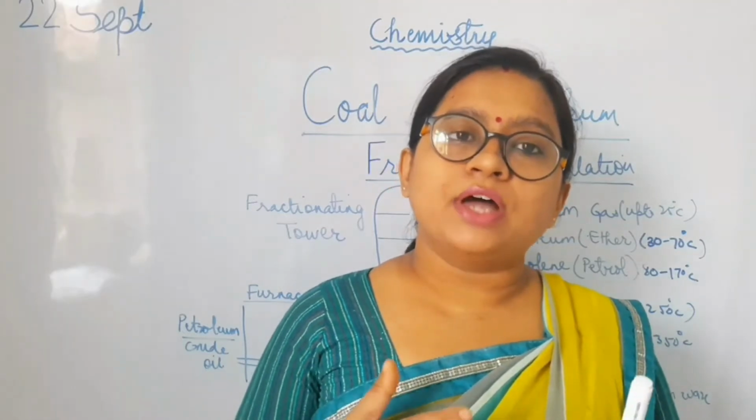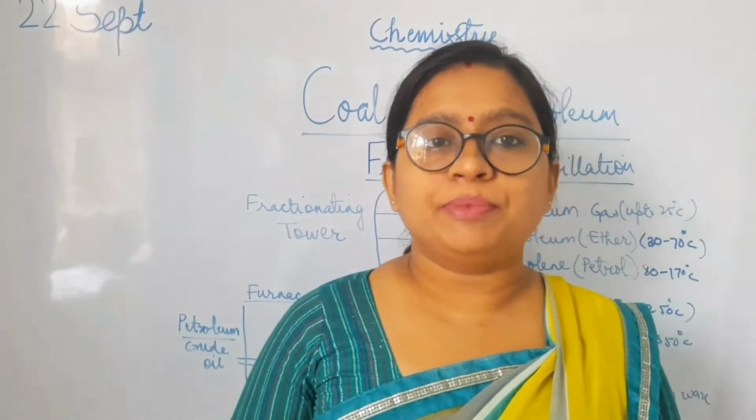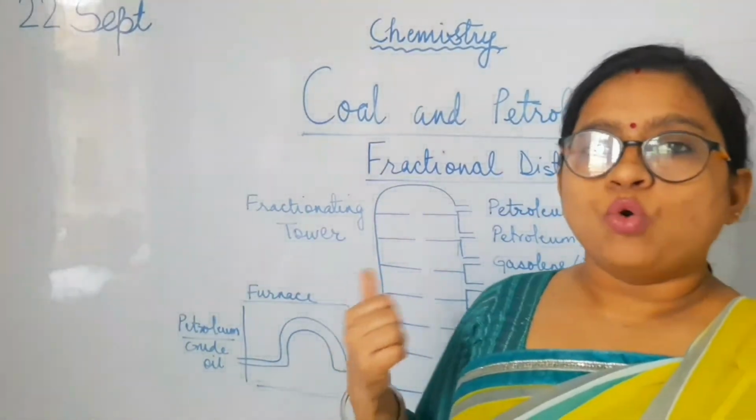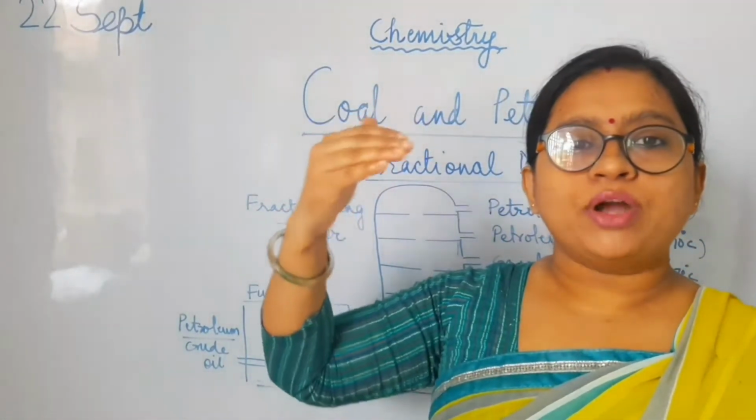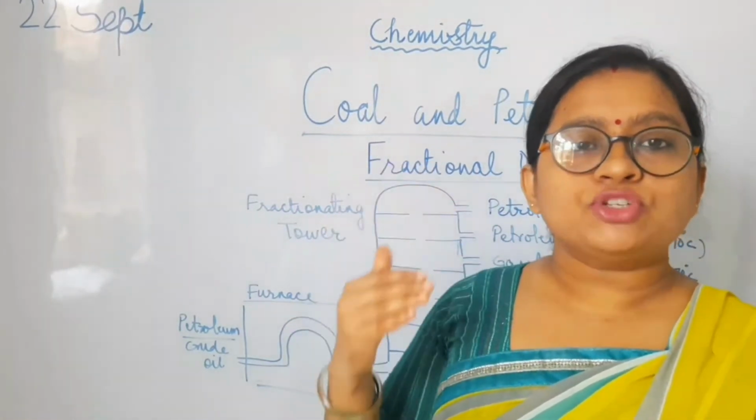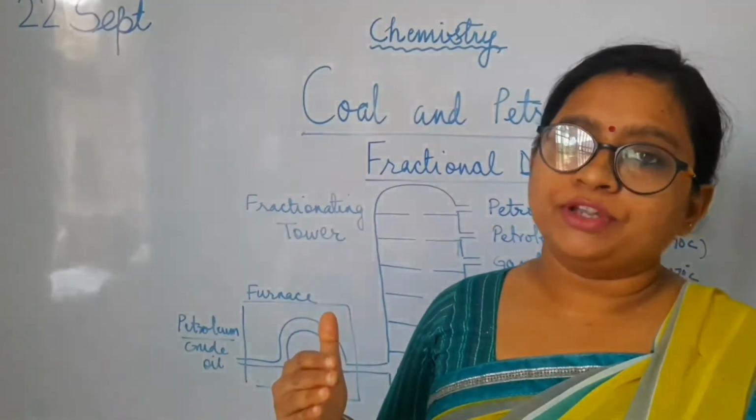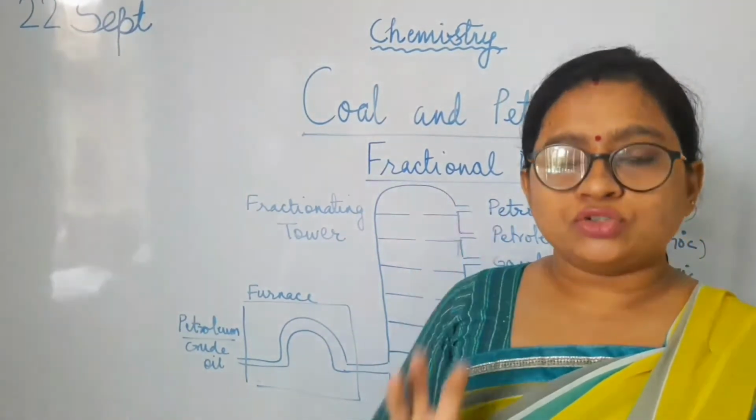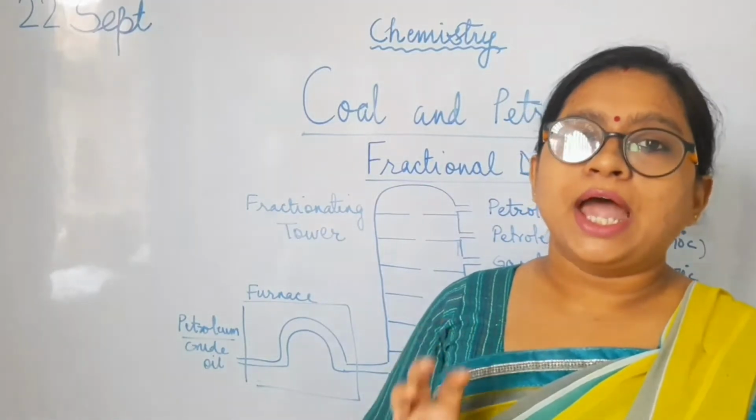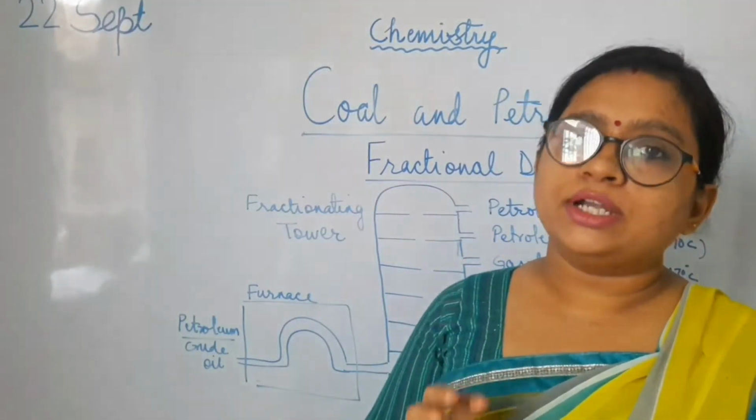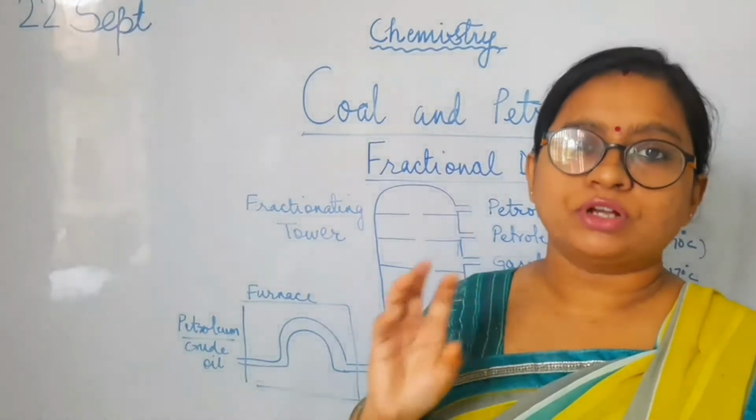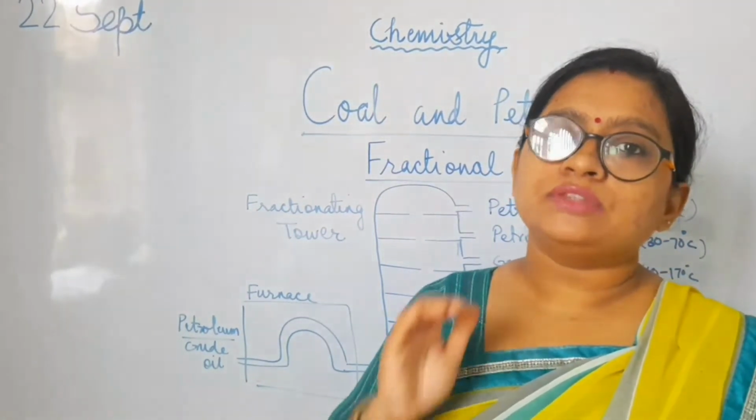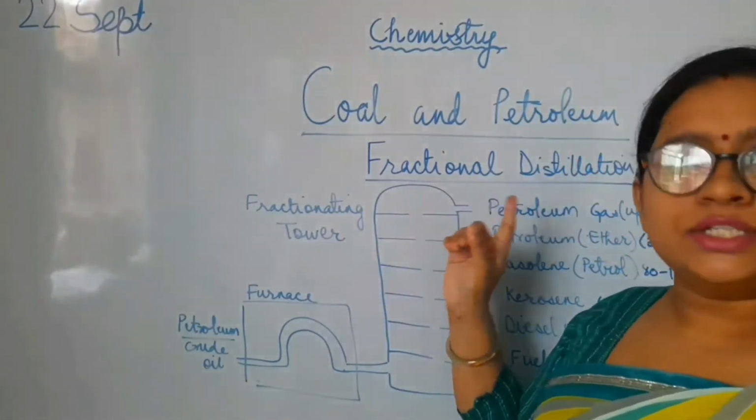So all the components are miscible together, so we cannot separate them by any process other than fractional distillation, because their boiling points are different. And how much should the difference be? Not less than 25 degrees Celsius. So if a liquid has lots of components mixed into it, and the boiling points of the components differ by not less than 25 degrees Celsius, then the process which can be used to separate this mixture is fractional distillation.